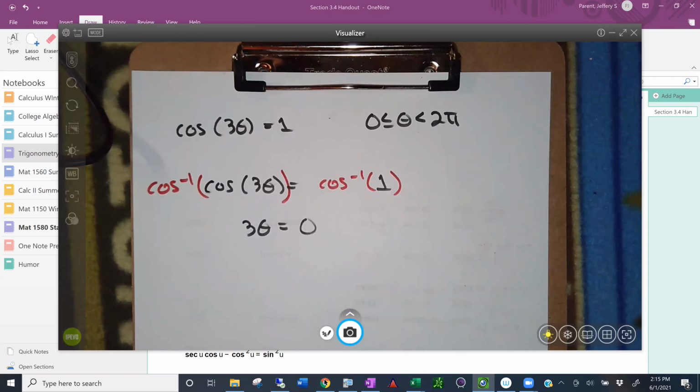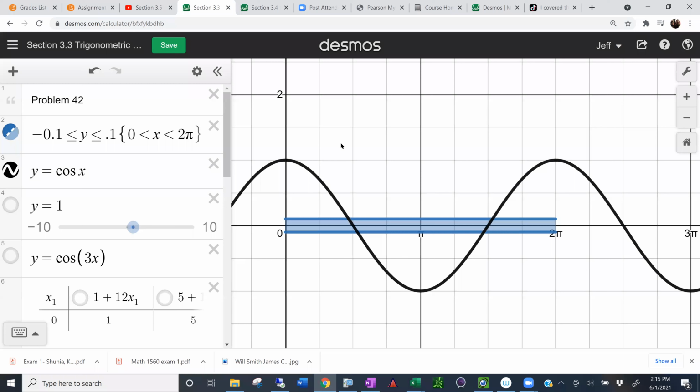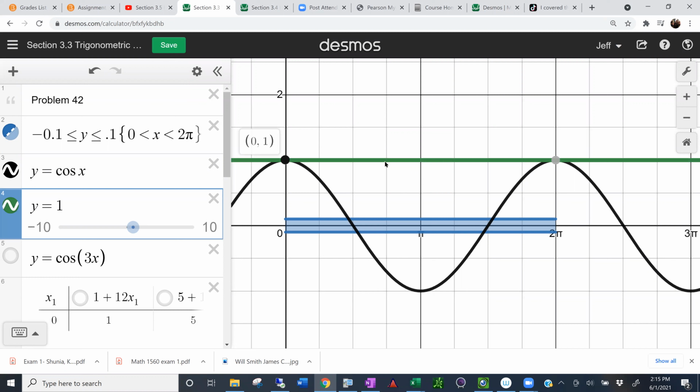Let's take a look at the graph and understand why. Here's the graph of the cosine. Here's our interval 0 to 2 pi. We want to know where cosine is equal to 1. And in the interval 0 to 2 pi, cosine equals 1 just right there, and then again at 2 pi, etc. But that's not quite our problem. Our problem is where cosine of 3 theta equals 1.